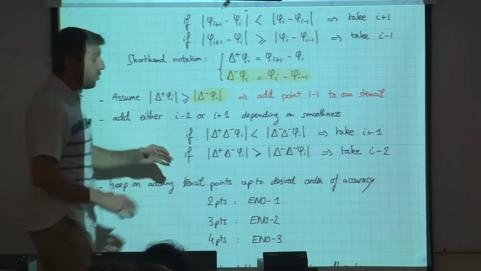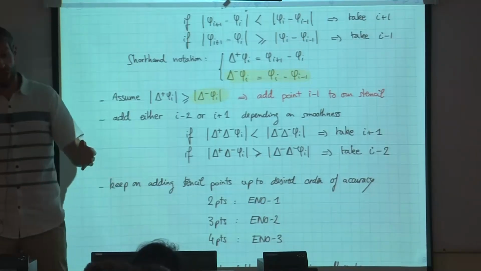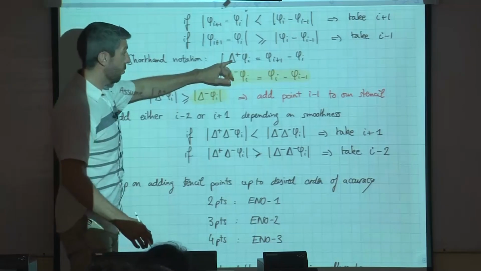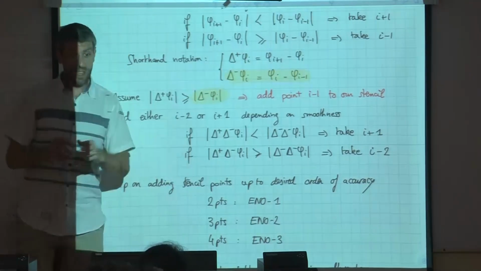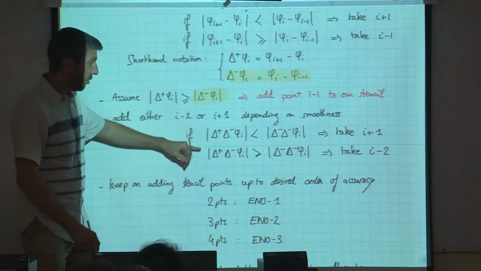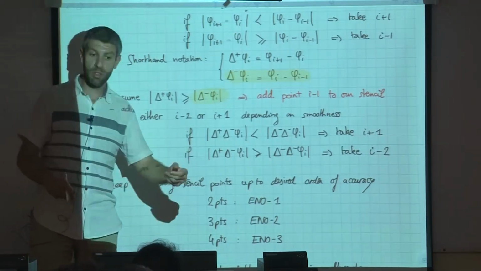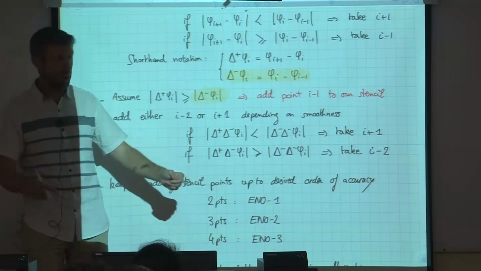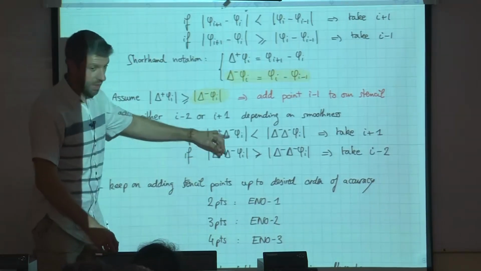So whether your stencil has grown left or right is a simple question of whether this or this is larger. And then whether your additional point is further left or further right is a question of whether this or this is larger. And then whether your last point is further to the left or further to the right is a question of a delta, delta, delta test.